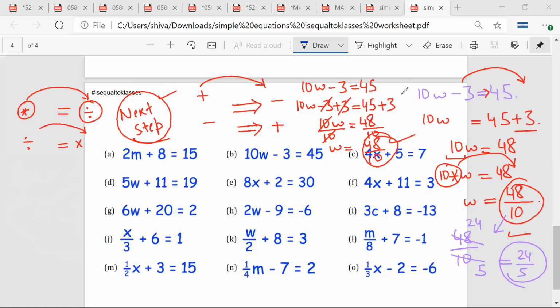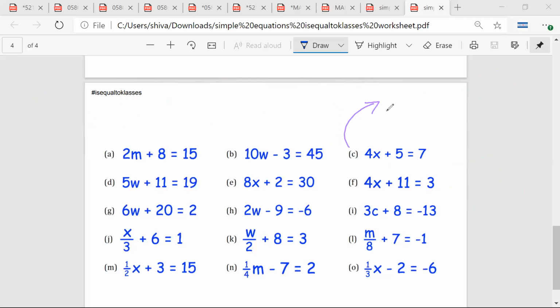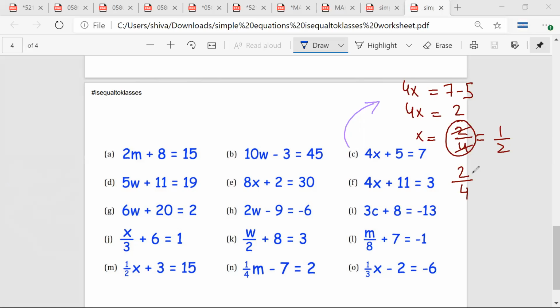Great, sir. Mr. Satya, what did you do here? So I did 4x equals 7 minus 5. Okay. So the answer is 2 upon 4. It can be 1 upon 4. Beta, this is not the final answer, 2 by 4. It always has to be simplified. Okay, sir. If you write the answer as 2 by 4, high chance your teacher will take off some marks. So it should be 1 by 2.